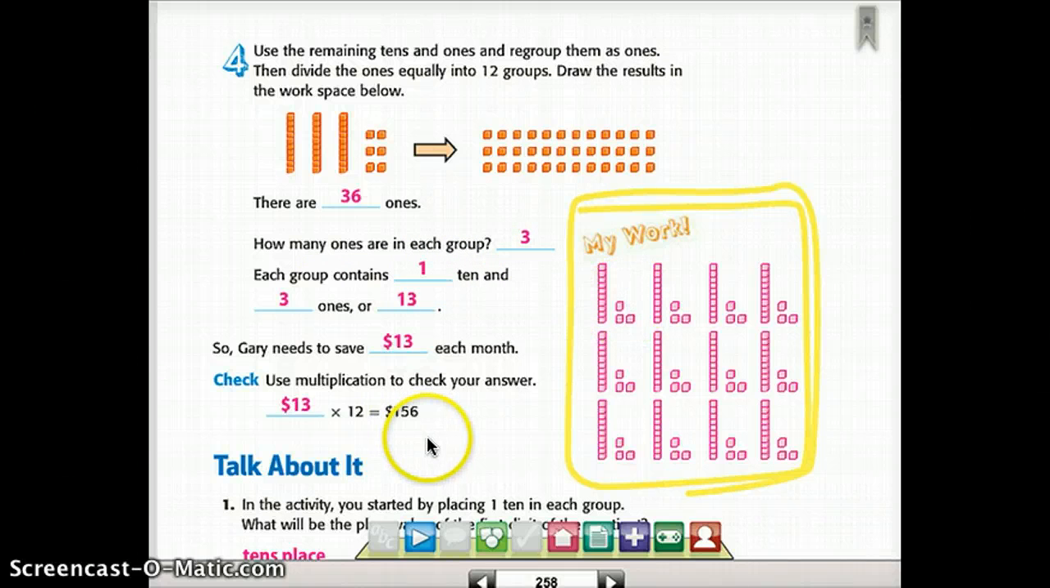So then we know that 156 divided by 12 is $13. So he had to save $13 a month. Then we can check with multiplication. 13 times 12, and we get $156. So we were correct.